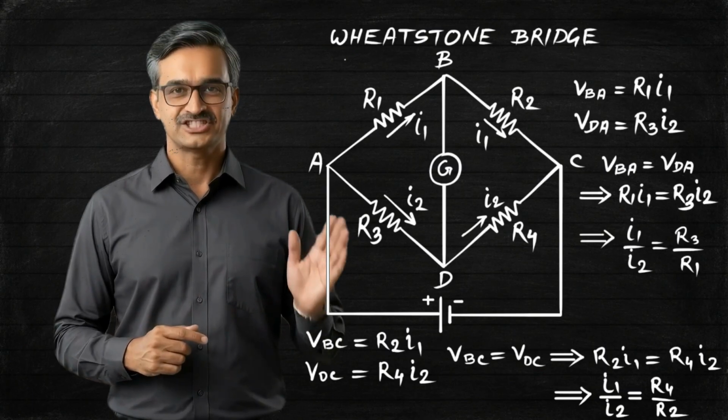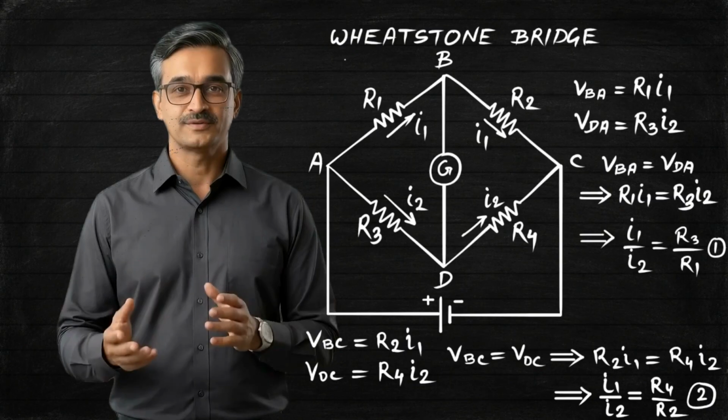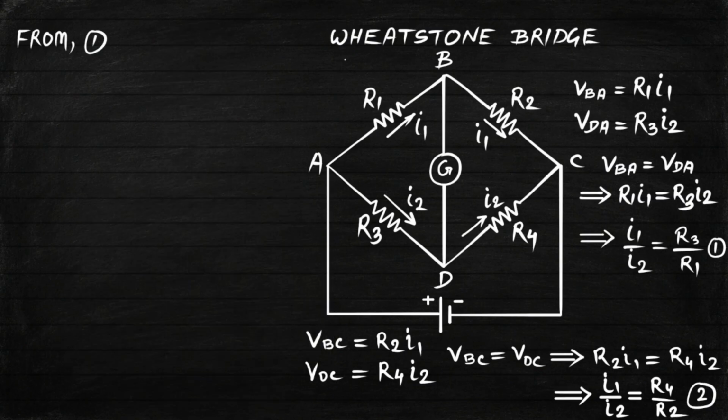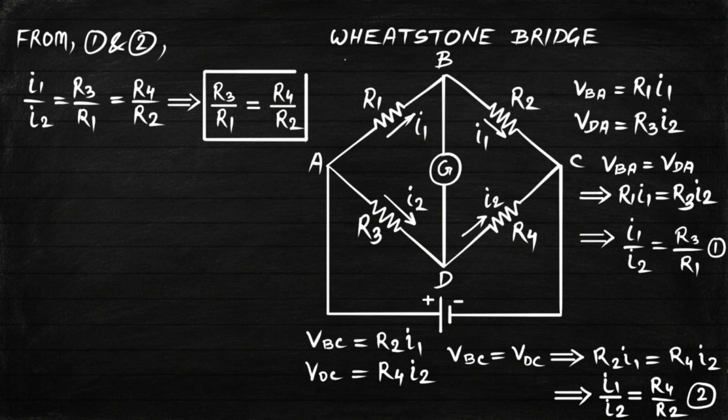Now the previous relation, say, is equation 1 and this relation is equation 2. From equations 1 and 2, we can write I1 by I2 equals R3 by R1 equals R4 by R2. And this implies R3 by R1 equals R4 by R2. From here, we can say that if the resistance values of any three resistors in this equation are known to us, we can easily calculate the value of the fourth resistance.